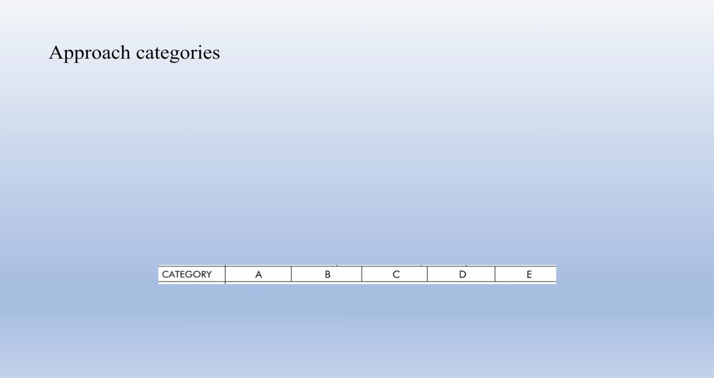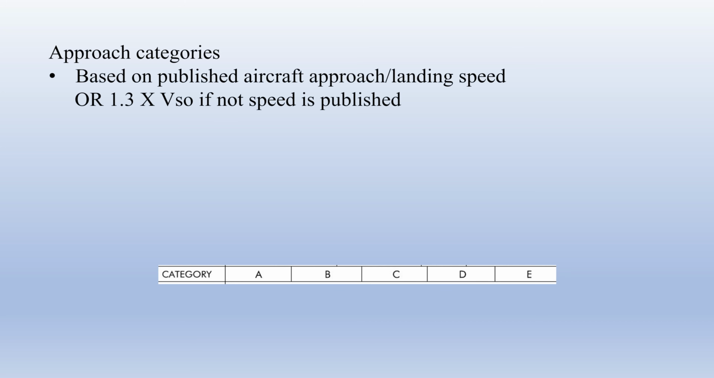So let's take a look at approach minimums. Approach minimums are divided into 5 categories, which are given letter designations, A, B, C, D, or E. These categories are based on the published aircraft approach or landing speed as published by the manufacturer, or if there is no published approach or landing speed, it is based on 1.3 times the stall speed and the landing configuration.